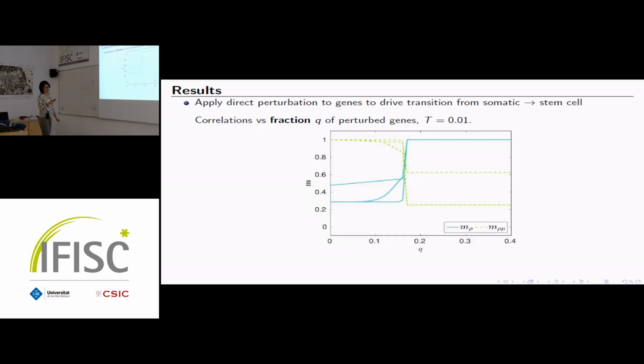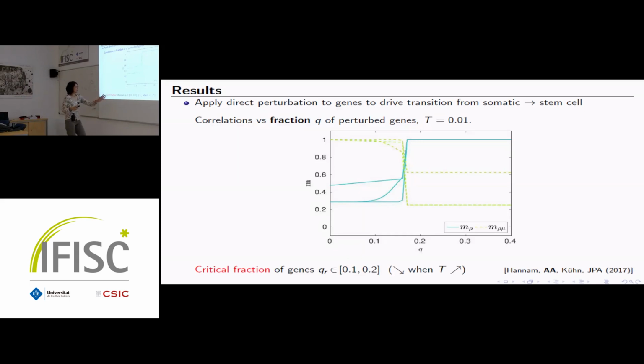This critical fraction is basically between 0.1 and 0.2. It depends a bit on the noise level, because if the noise is higher, these cell states are a bit shallow, and it's easier to get out of them. It also depends on the actual stage at which you apply the perturbation, but it's more or less in this range.